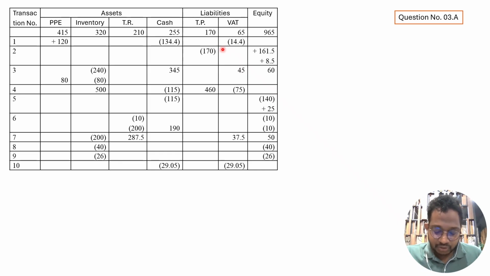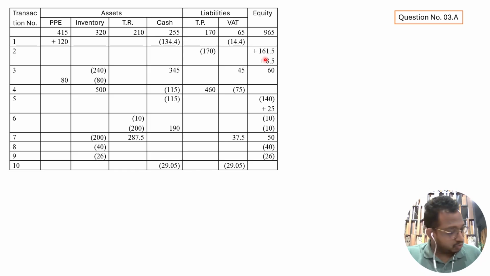Second one, the owner paid the opening balance of the trade creditors after receiving a 5% discount. So trade payables, the opening balance is 170. It should be deducted from trade payables. And when the owner is paying that, the business is receiving a 5% discount, and you should record that as income, which means the amount paid by the owner is 161.5, and that is an additional capital. It should be added to the equity, right?